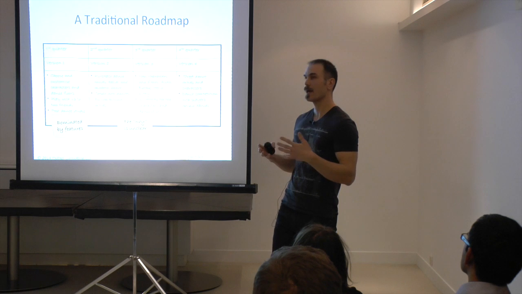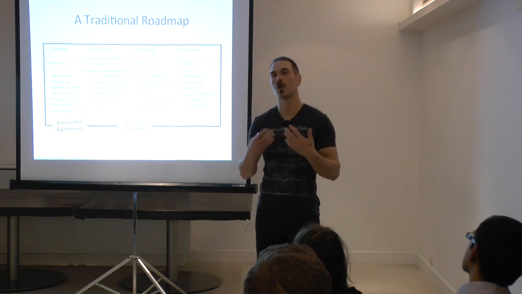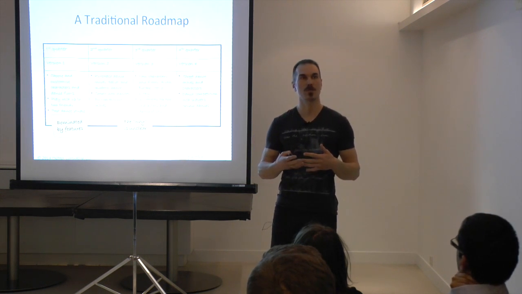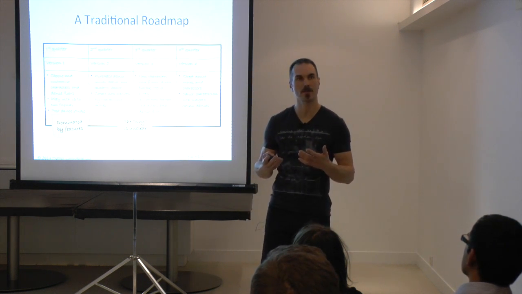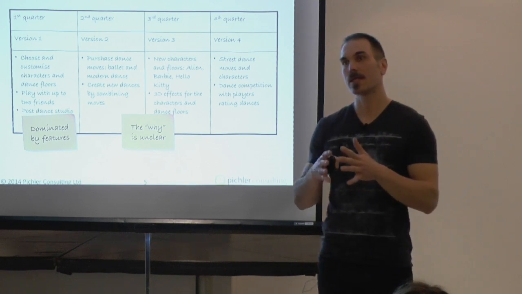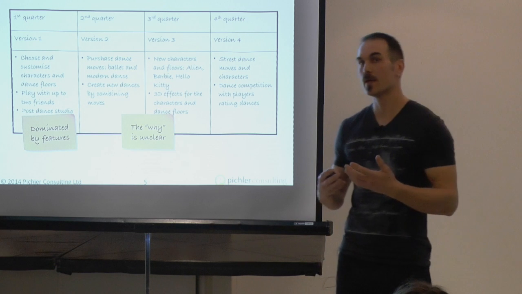The second issue I have with a traditional product roadmap is that it doesn't really explain why all those features are required. Why money and time and energy should be spent to provide, for instance, 3D effects or a Hello Kitty character. Well, what's the reason behind it? So again, that doesn't really help to communicate a convincing story.